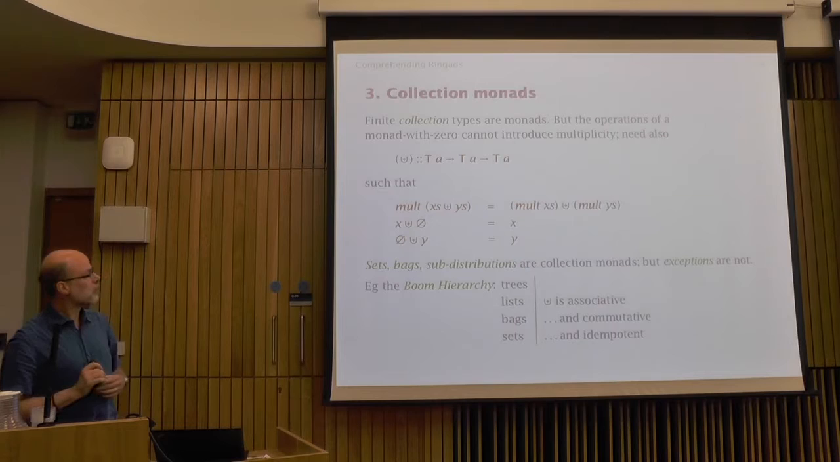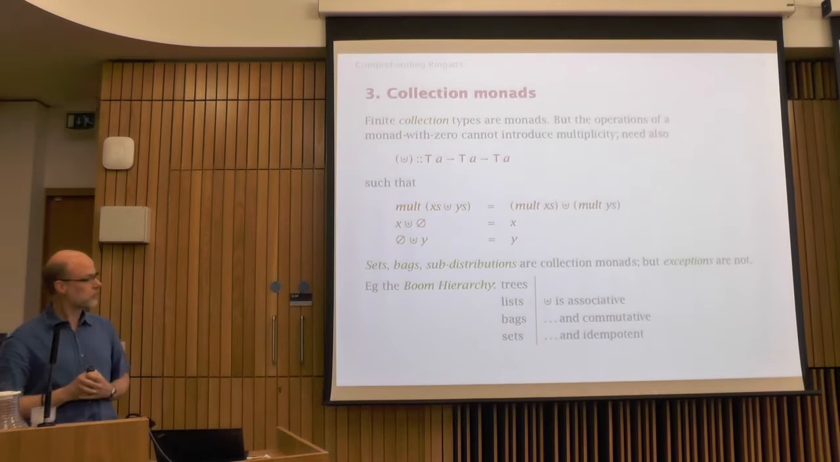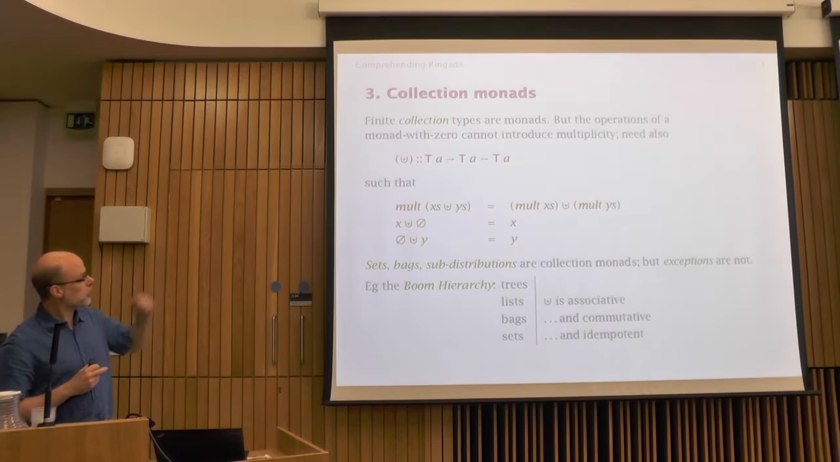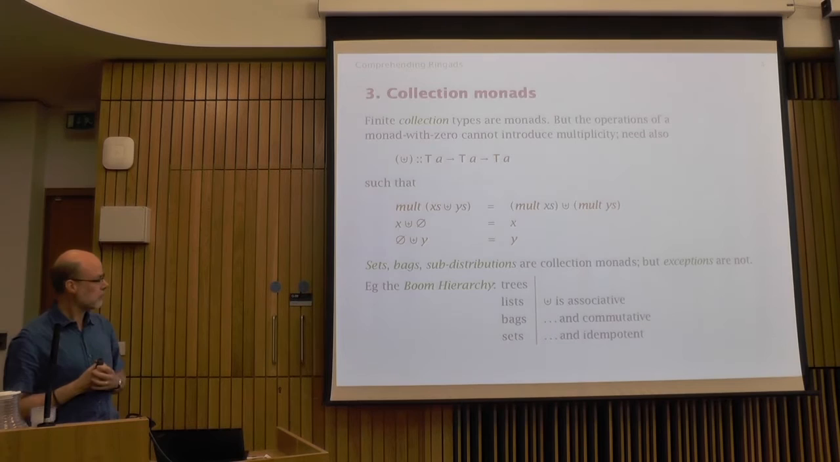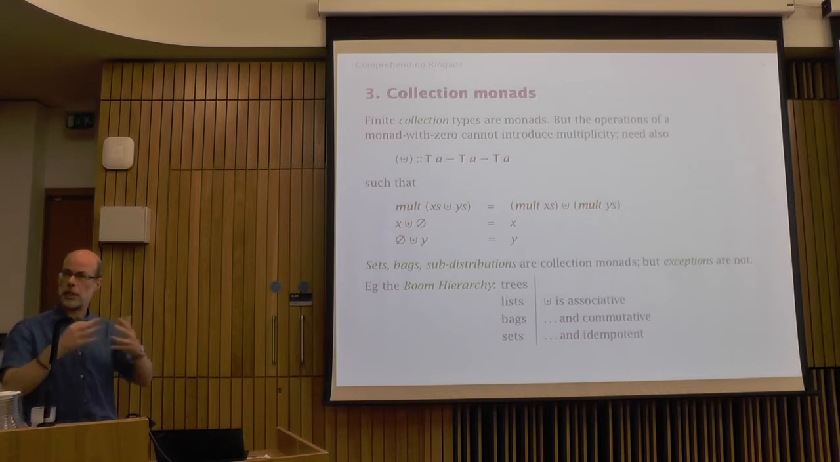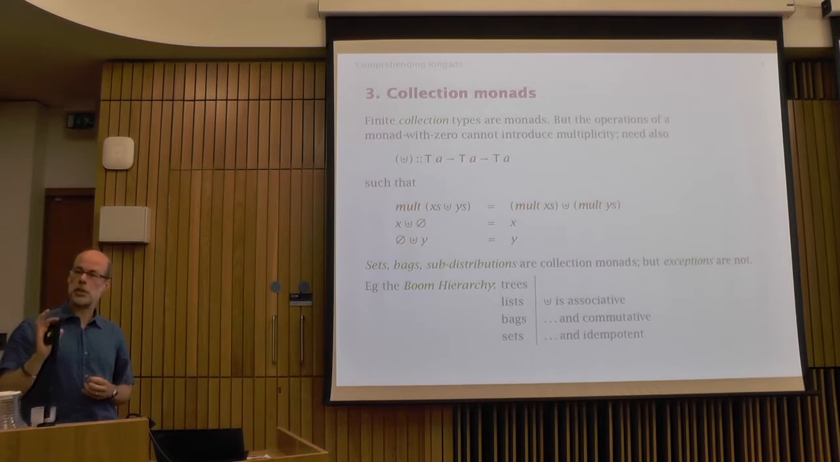A union operator that is coherent with the multiplication of the monad and the zero of the monad clause. So now, things like sets and bags and lists and sub-distributions are collection monads, and exceptions are not. Exceptions are not because the thing that you define of this type doesn't satisfy the laws. So many things are collection types according to this, as well as distributions, a funny one perhaps, but there's a hierarchy of types called the Boom hierarchy named after Edinburgh, where you have an empty thing, you have a choice thing, and some laws that the choice thing might or might not satisfy. So with no laws, you get a kind of binary tree data type. Slightly funny binary tree because the empty tree is a unit of the structure.